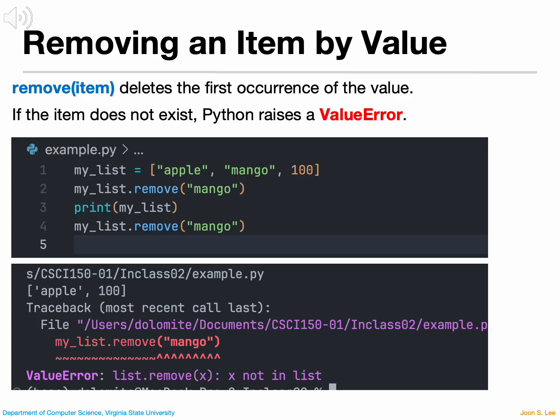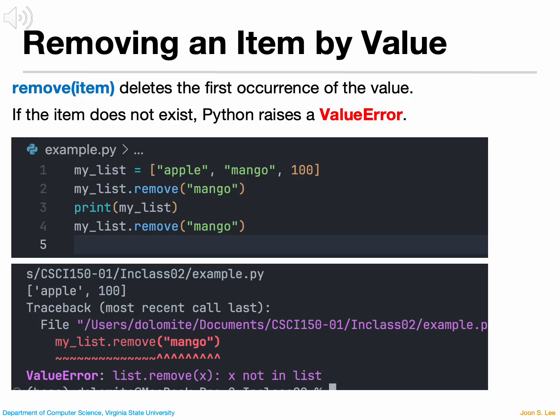We start with a list with 3 items, apple, mango, and 100. Then we call my_list.remove mango. Python goes through the list, finds mango, and removes it. When we print the list, the result is apple, 100. Easy enough, right? But here's where it gets interesting.